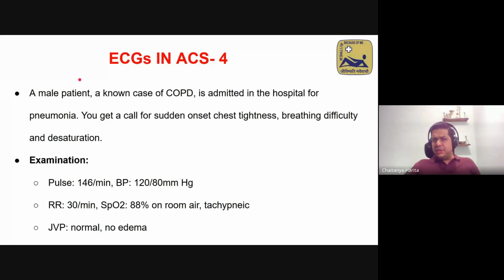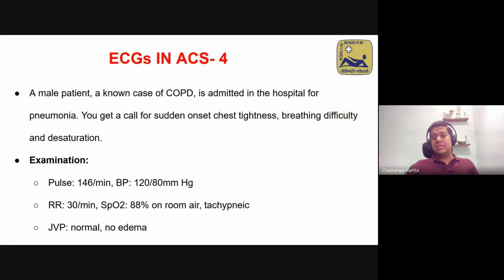This is ECG 4. A male patient who's a known case of chronic obstructive pulmonary disease is admitted with pneumonia. So he's admitted under you with pneumonia. You are on duty, you get a sudden call saying that he's complaining of chest tightness, breathing difficulty, and his oxygen sats have suddenly dropped.